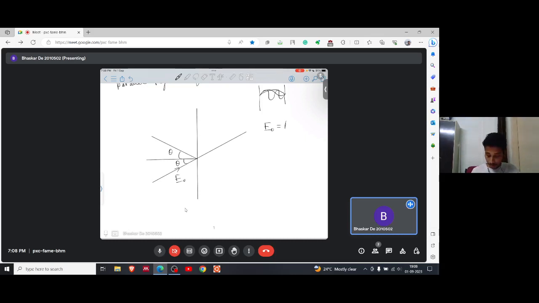Now E naught is the amplitude of the electromagnetic wave. Now I will define two coefficients: one is t, another is r. Small t is the coefficient of transmission, and small r is the coefficient of reflection.